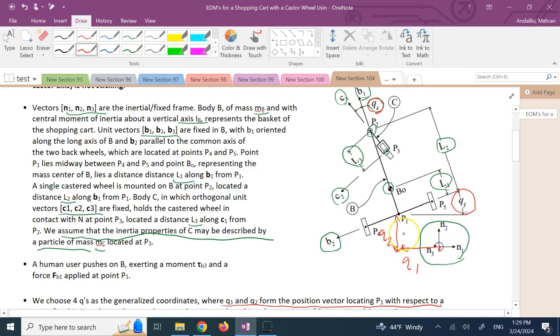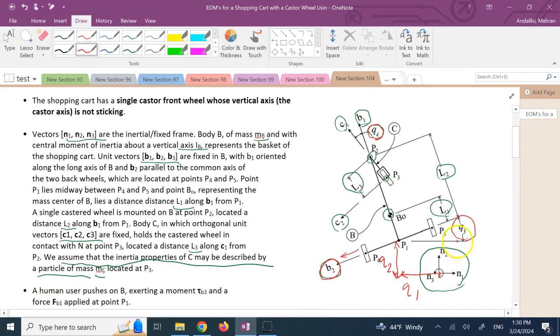And you know right off the bat that not all of these four can be independent from each other. Why? Because this back set of wheels, P4 and P5, has a non-holonomic constraint. In the direction of B2, the cart cannot move. It can only move in the direction B1. So out of these four generalized coordinates, one of them is redundant, or you can say there is one constraint. Now, could you use that constraint and get rid of one of these? We'll see.